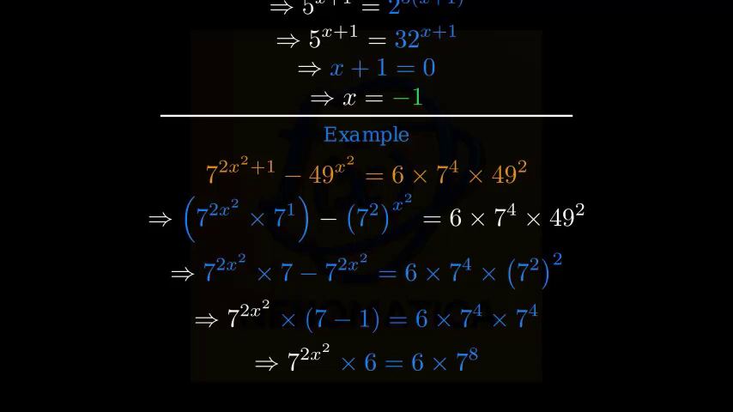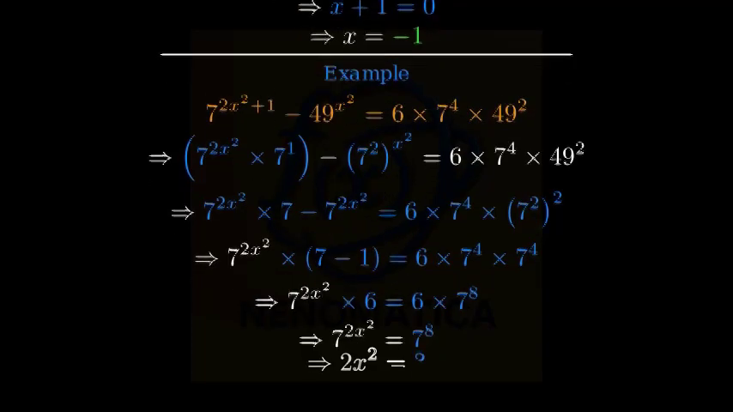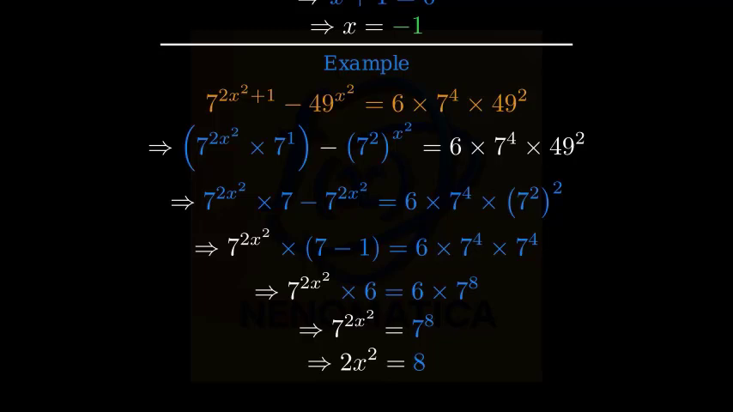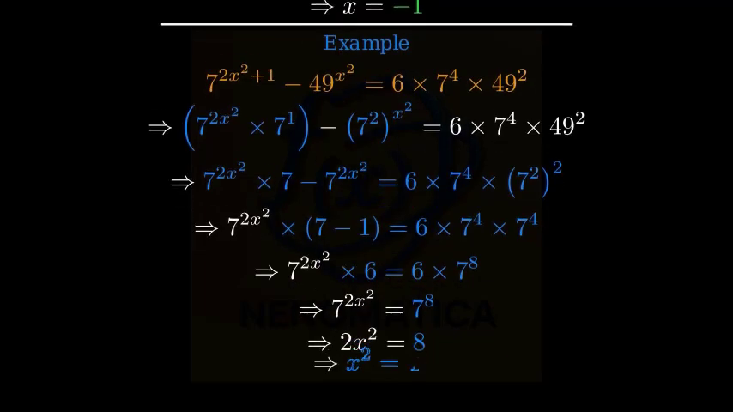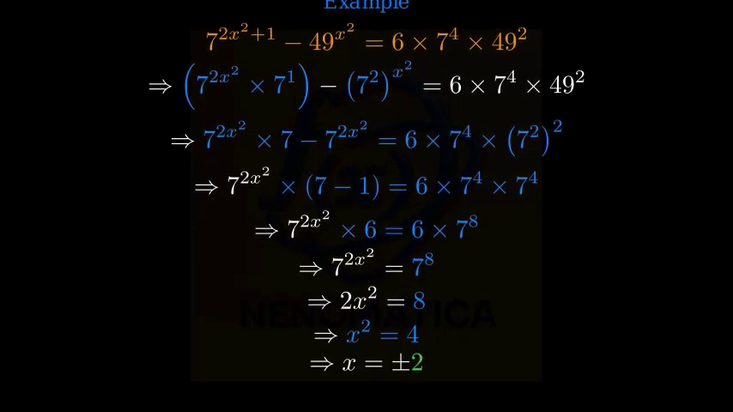Now we can divide both sides by 6 to get 7 to the power of 2x squared equals 7 to the power of 8. Since the bases are the same, the exponents must be equal. So 2x squared equals 8. Dividing both sides by 2, we get x squared equals 4. Finally, taking the square root of both sides, we get x equals plus or minus 2.